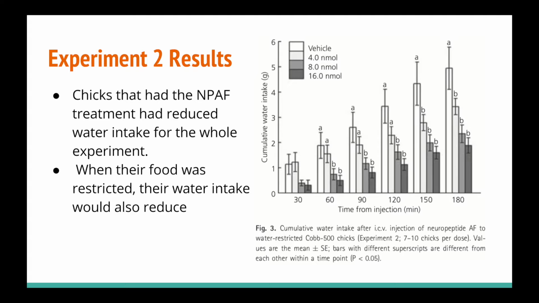For experiment 2, chicks that had NPAF treatment had reduced water intake for the whole experiment. When the chicks had their food restricted, their water intake would also reduce. Figure 3 shows that there was a significant decrease in water intake throughout the observation of these chicks. Every chick that was injected with any amount of NPAF had a significant decrease in water consumption. The whole blood glucose was unaffected by NPAF in this experiment.